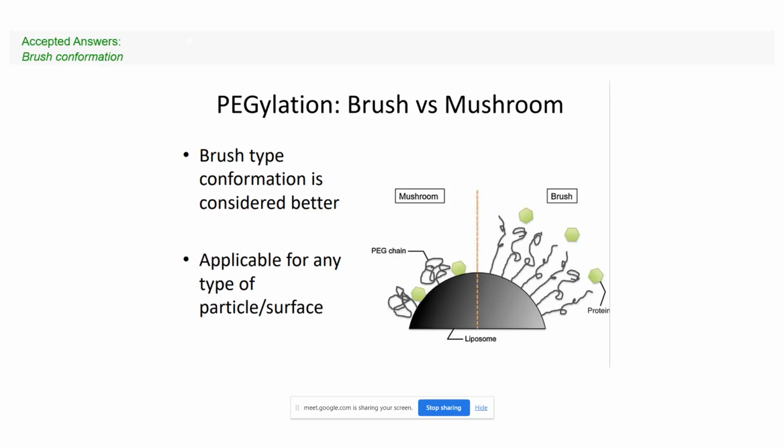Okay, so brush conformation is actually the correct answer. It is considered better because, as you can see here, they are able to prevent the proteins and those things from coming close to the particles. Whereas in the case of mushroom conformation, there is some gap between the PEG chains that leads to protein interaction with the particles. And as soon as the proteins interact with the particles, they attract more and more immune cells, and that will lead to phagocytosis. So that's why brush conformation helps in evading the phagocytosis of particles.